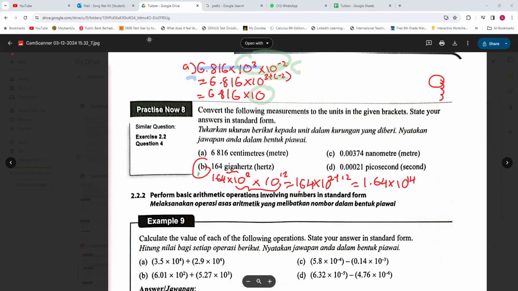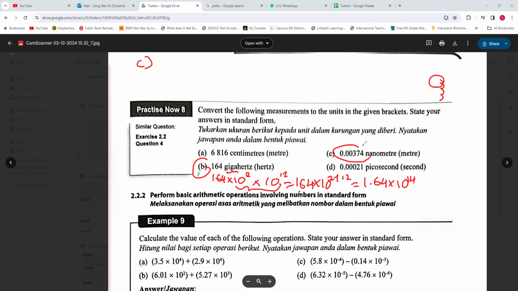So now we're going to proceed with C. I'm going to draw and write the answer up above the screen because I'm lacking space. So now we have a question of 0.00374 nanometers. Right? Now let's turn the number component into standard form first. What would this become, Kenneth? 3.74 times 10 power negative 3. Yeah, so 1, 2, 3, negative 3.